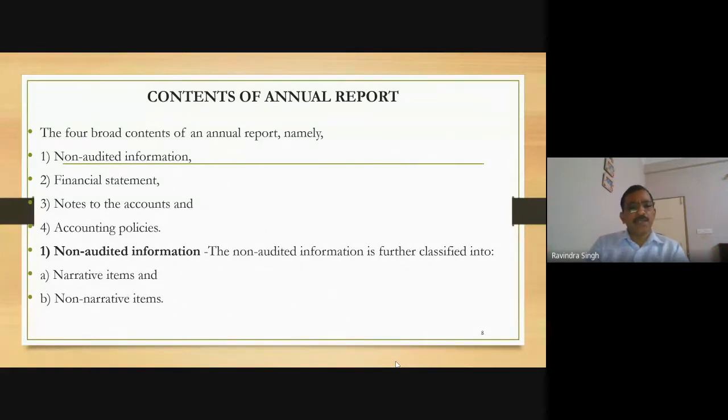Non-audited, narrative, and non-narrative. Just a token: yes, good, very good, excellent, bad, need to be amended, etc. And narrative means what are the things in a positive way, what are the negative way, what are the comments for various departments, to the government, to the various agencies.